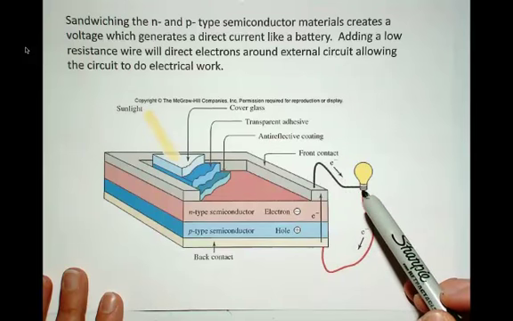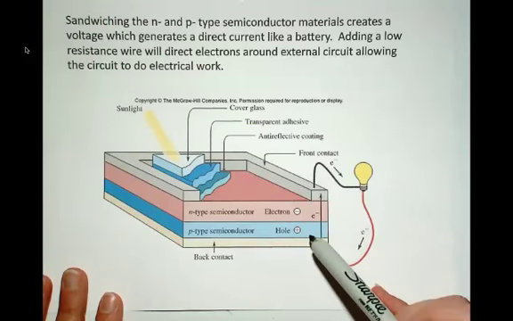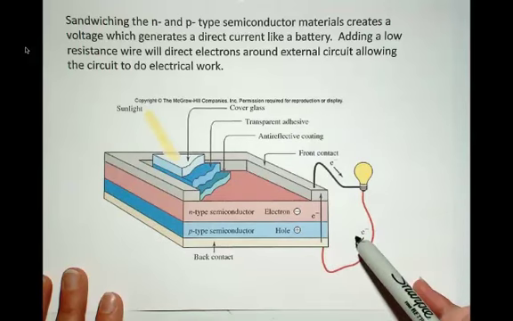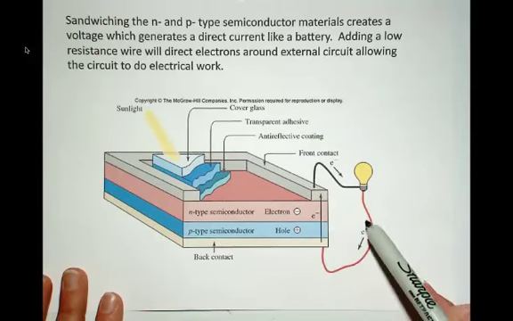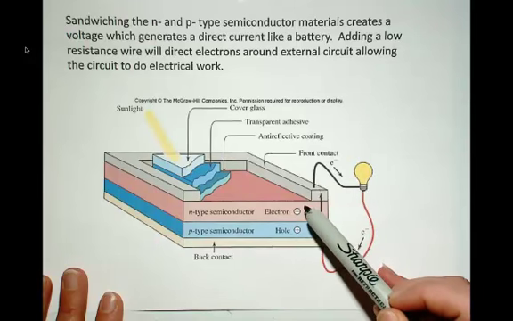And the electrons, it's easier to move through the low resistance electrical wire back around to the positive hole, so it moves the electrons around in this direction. All right, they're circled around in this direction because it's easier to go this way than to go straight that way.